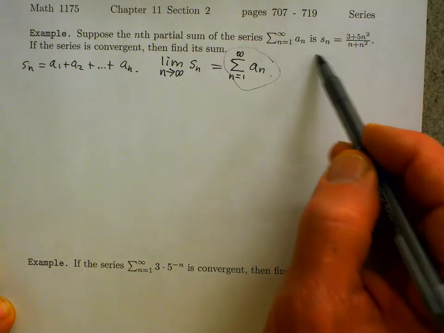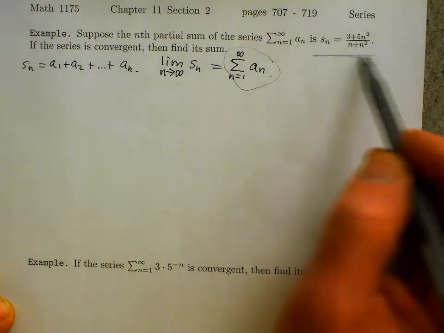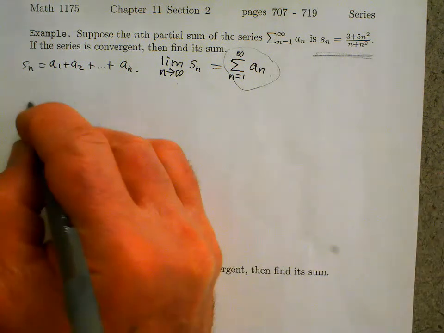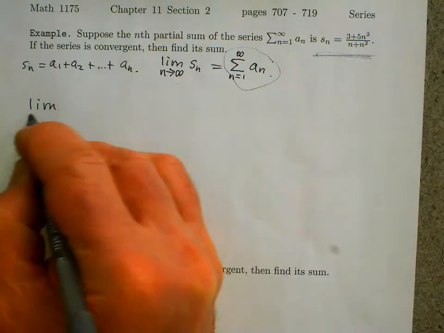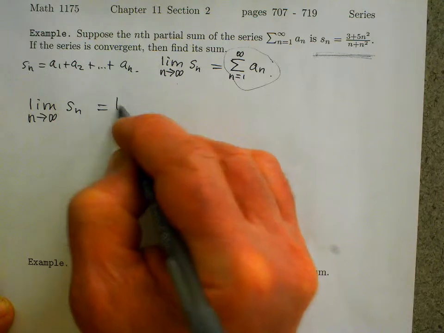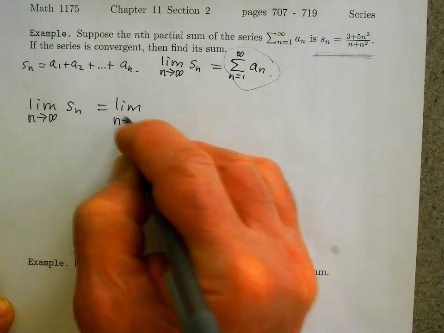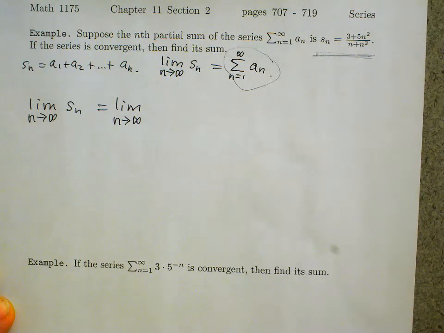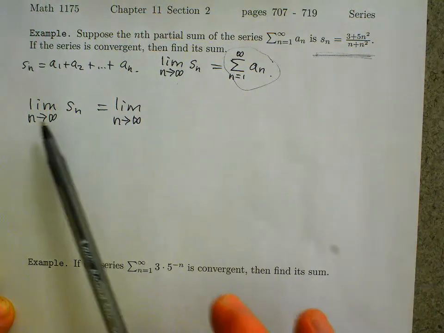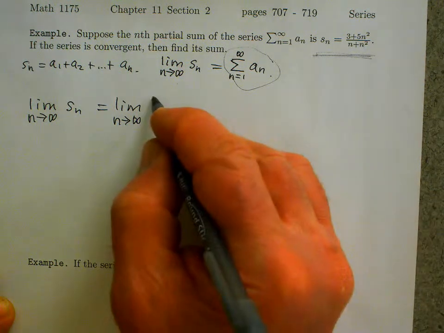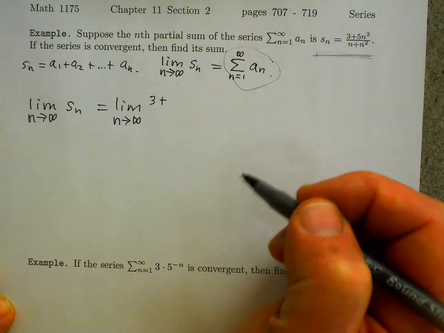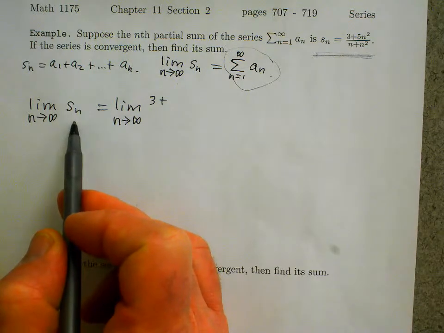Okay, so here's the nth term, or the nth partial sum, I should say. It's the nth term of the sequence S sub n. So if we try to find the limit of S sub n, if this limit does not exist, then the series diverges. But if the limit exists as a finite number, then the series converges, and it converges to the same number that is the limit of the sequence of partial sums.